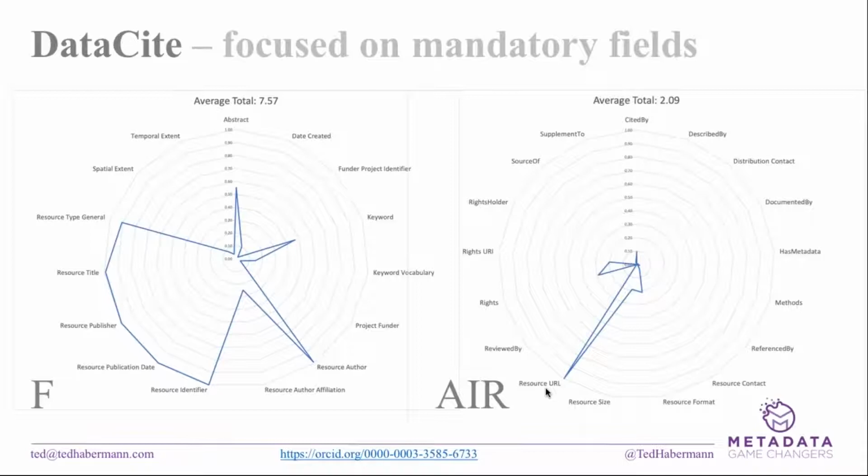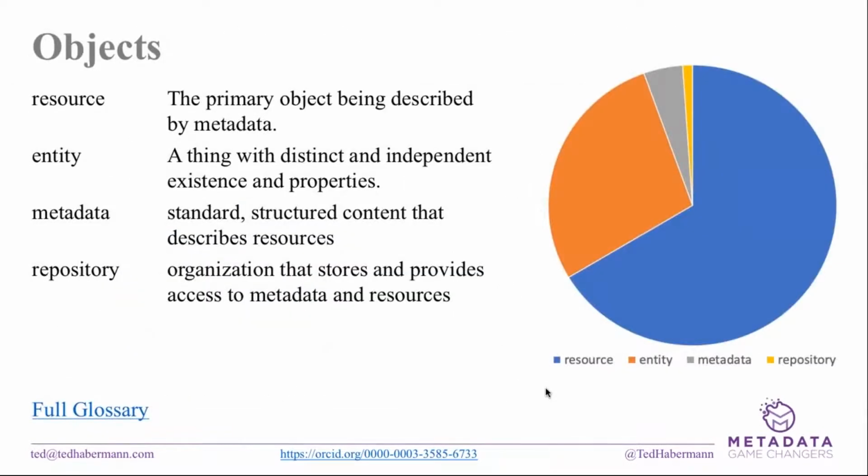So what I'm trying to do is to make sense of all of these checks and make them into a format that we can present to the outside world. And first is the objects that checks are being applied to. And right now we have 4 base level objects. There's a couple others, but we're trying to focus in. One is resource, one is entity, one is metadata, and one is repository.